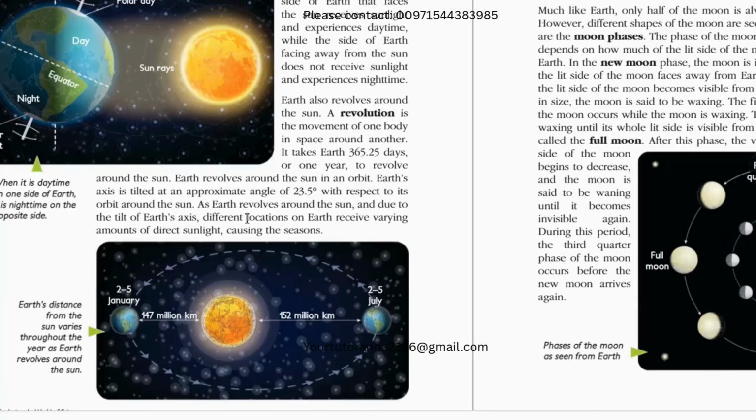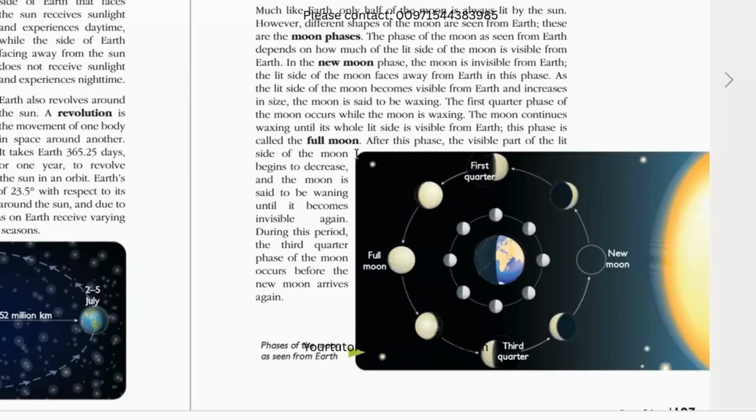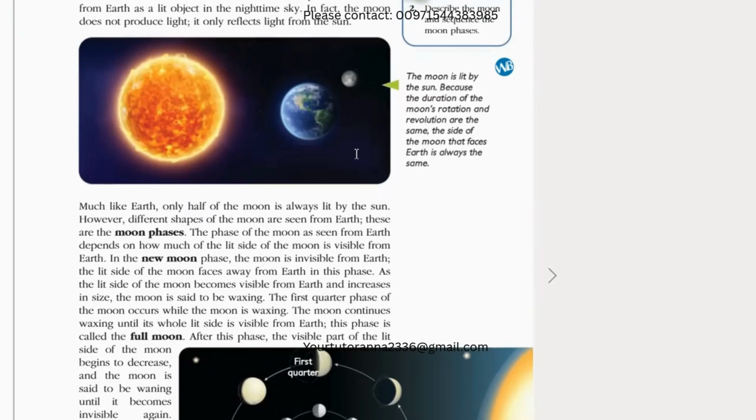So because of these locations and the tilt of the Earth, whether it's towards the Sun or away from the Sun, that also tells you about the sunlight and about the seasons of that time. Let's go to the next one. I hope you understand about the revolution. Let's go to the next part.